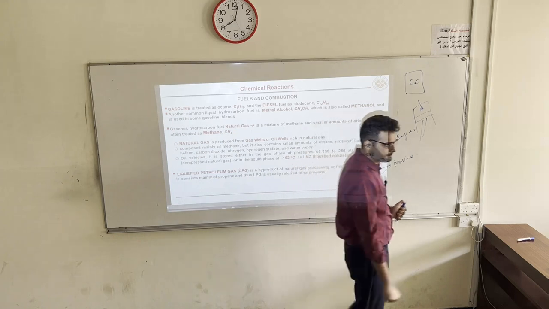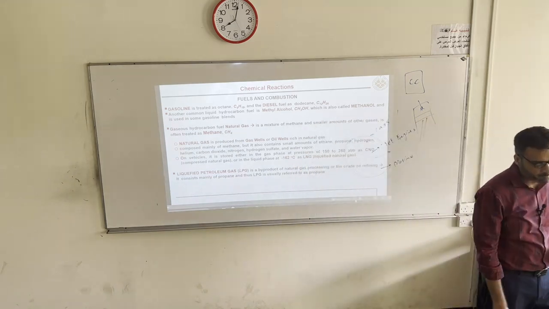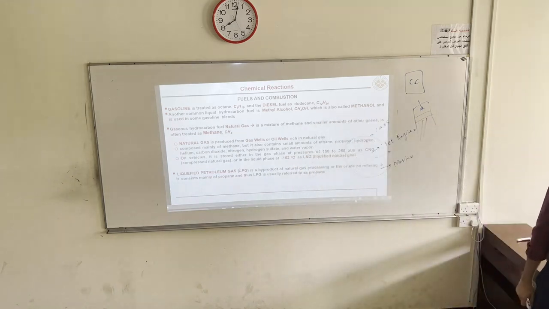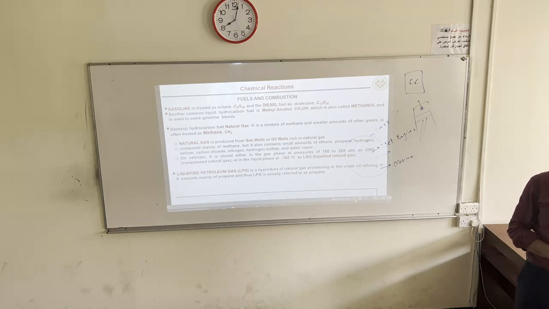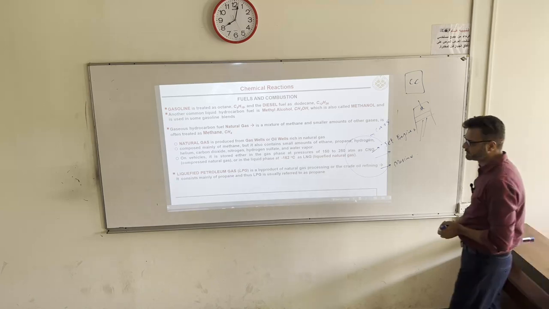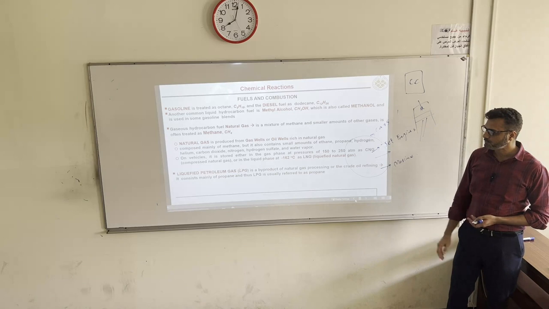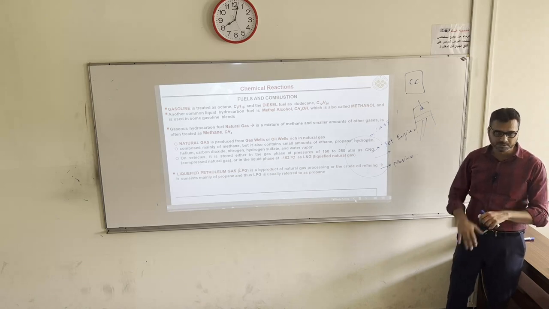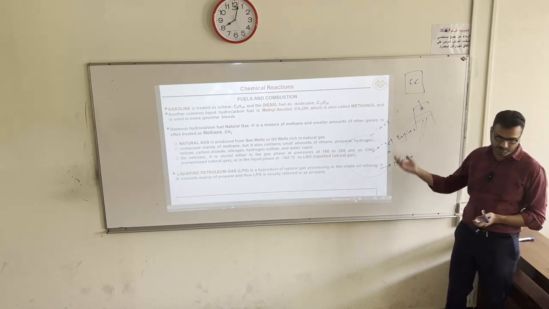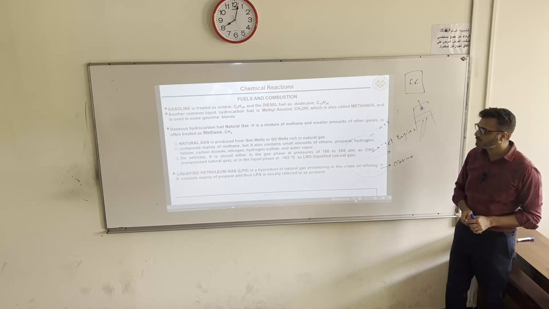Does natural gas and LPG have smell? Natural gas has no smell. We artificially add that smell so that we know that there is a leakage. LPG, I'm not sure whether it has a smell or not. Okay. So these are different types of naturally available or most commonly used fuels.